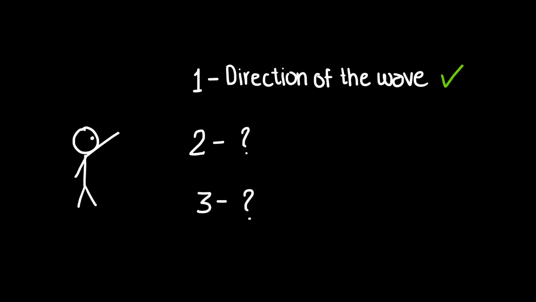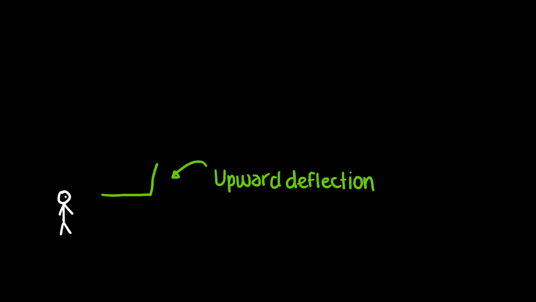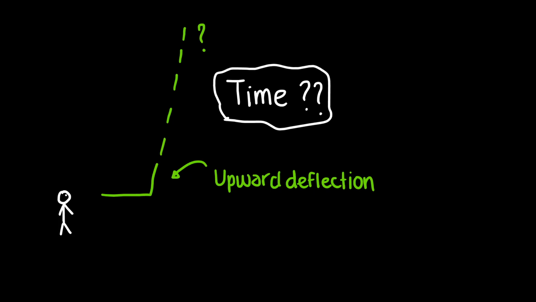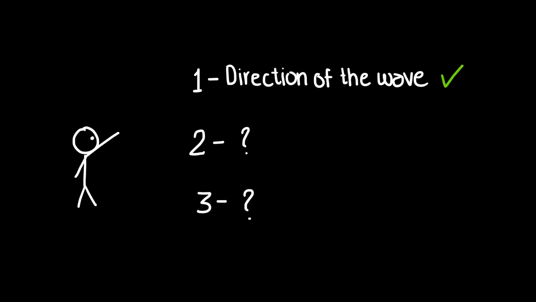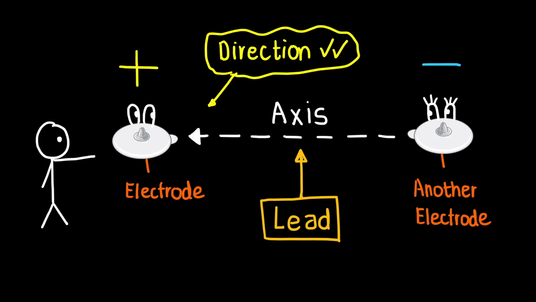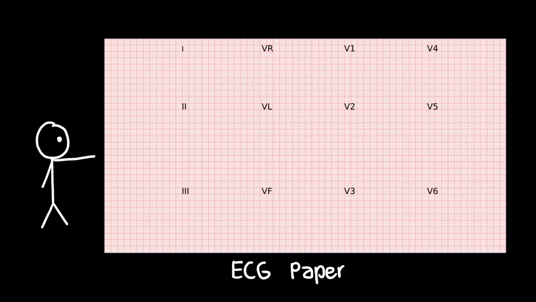But direction alone isn't enough. Knowing a wave went up doesn't tell you much. How high did it go? How long did it last? To read an ECG, you need three things from every electrical wave: direction, voltage, and time. The leads gave us direction. The ECG paper gives us the other two. And that's what this lecture is about.